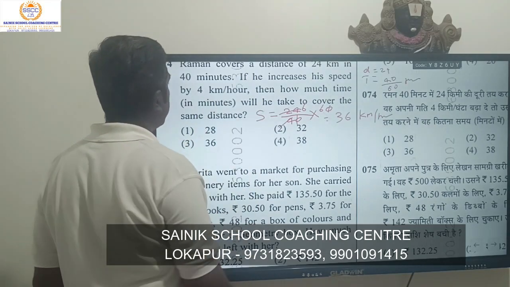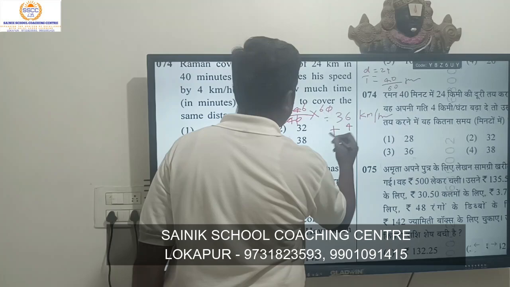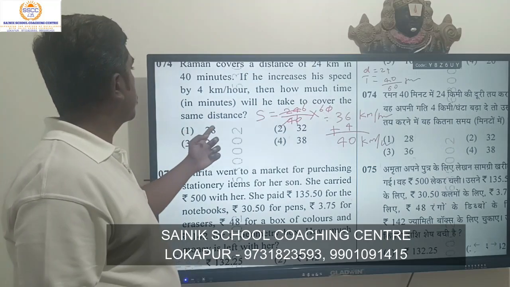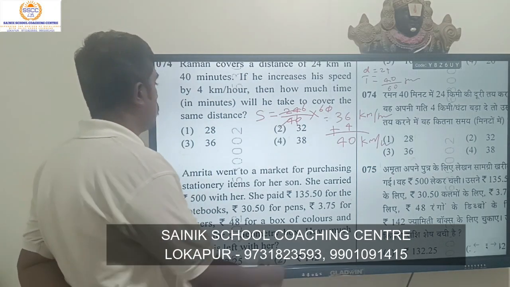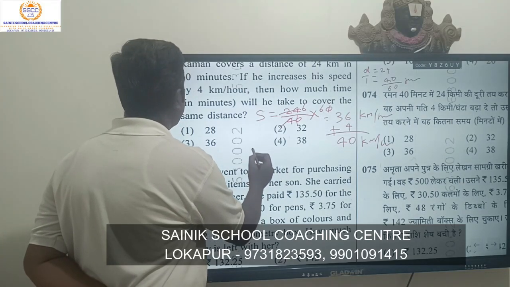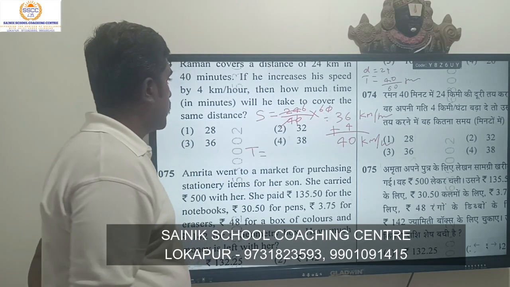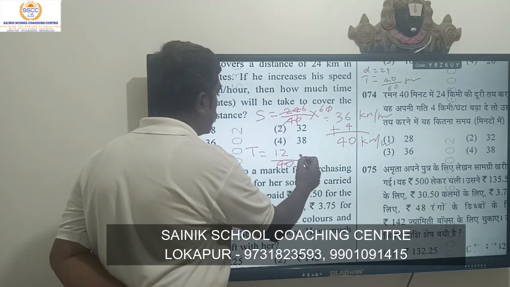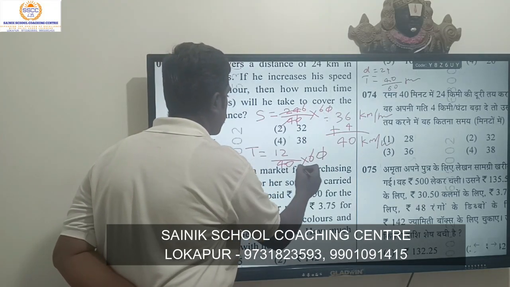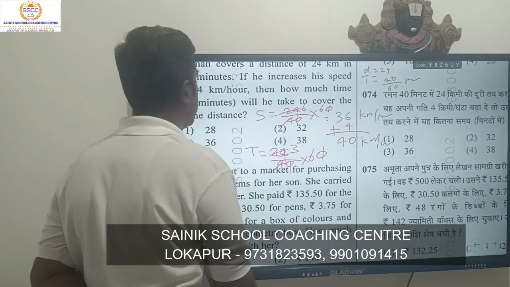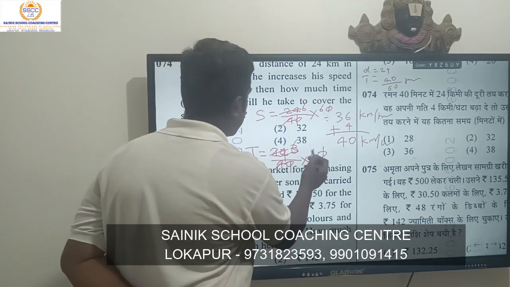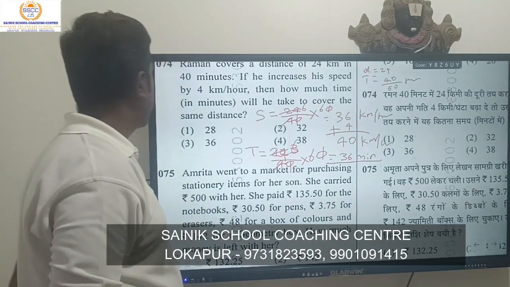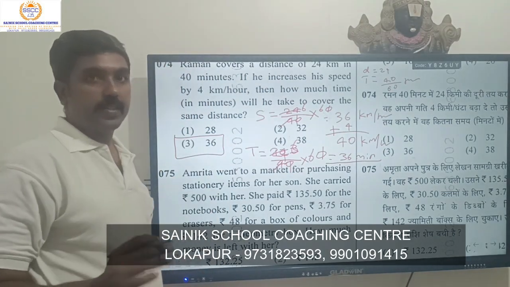If he increases the speed by 4 kilometers per hour, you have to add 4. So his speed will be 40 km per hour. And the distance he has to cover is 12 kilometers. Therefore, again we will have to calculate the time. How much time will it take? Distance is 12 kilometers divided by speed 40 kilometers per hour. But I have to convert it into minutes, so I will multiply it by 60. 12 times 60 divided by 40 is 36 minutes. Again, he is taking 36 minutes. Option 3 is the right answer.